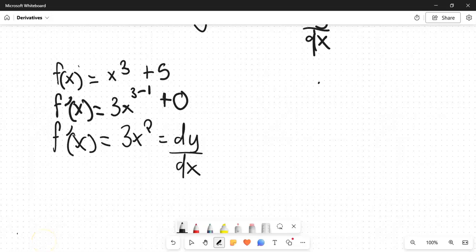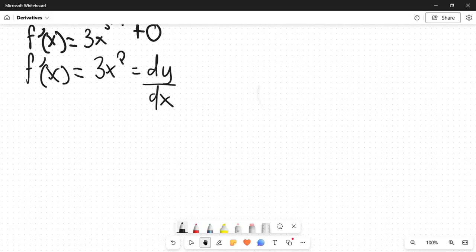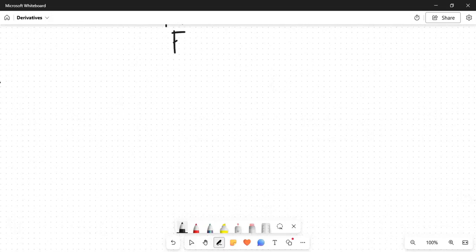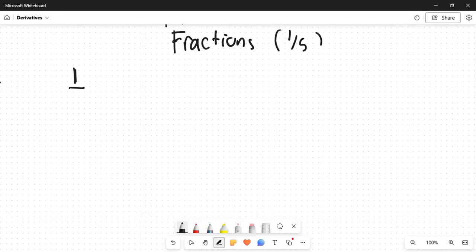Okay, so I already explained how to find the derivatives of linear equations. Now I'm going to show you how to find the derivatives of fractions. So there are two differences in fractions. You can be given one example. Let's use 1 over 5 in our example. So you can be given 1 over 5 x squared, and you can be given 1 over 5x squared.